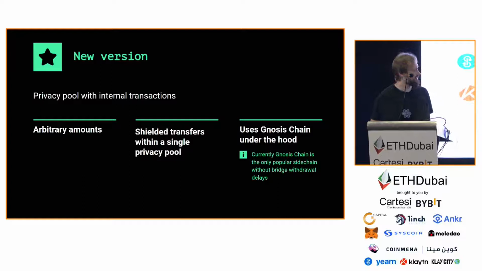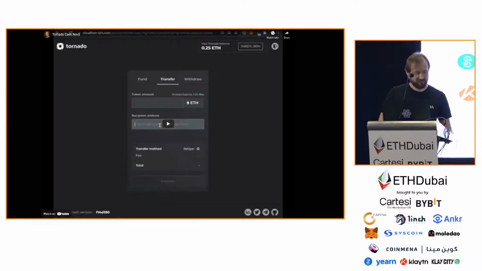Recently, Tornado Cash released a new version that fixes some of those problems. It allows you to transfer arbitrary amounts. And it works like a shielded pool with a UTXO model inside, so it's possible to do joins, splits, and private shielded transfers inside the pool. It also uses Gnosis chain under the hood, so it looks like you're still on Ethereum, and you never need to switch the network, but the transactions are much cheaper thanks to usage of xDai chain. So here is a quick demo.